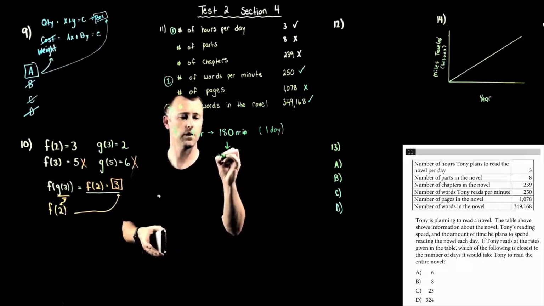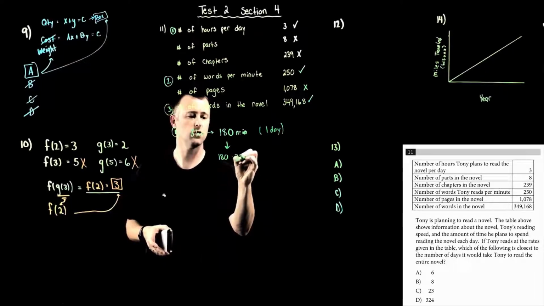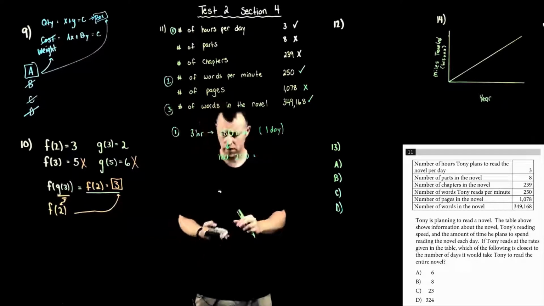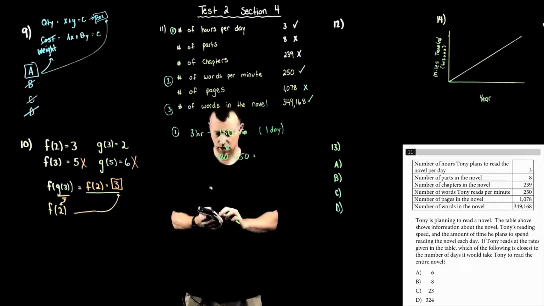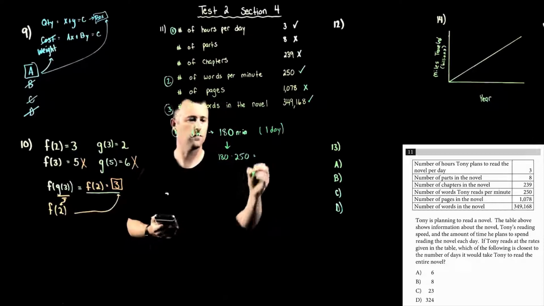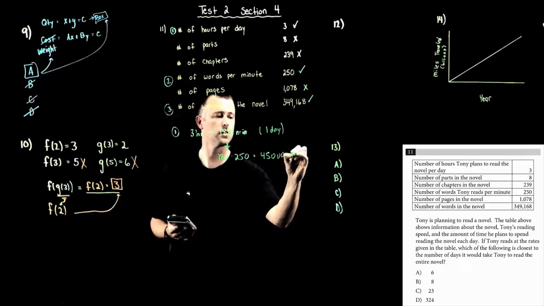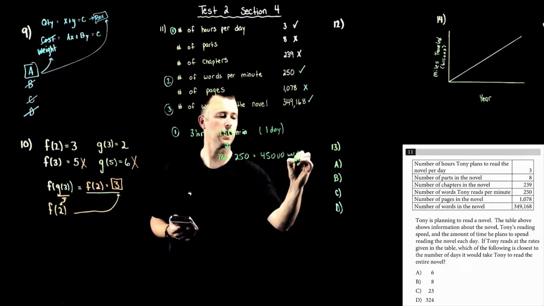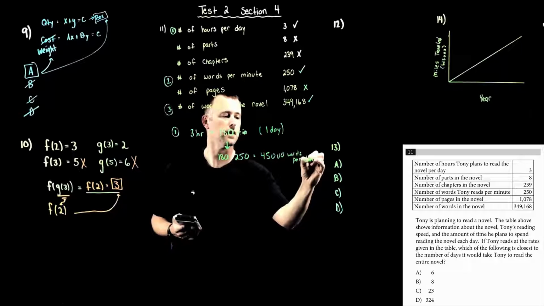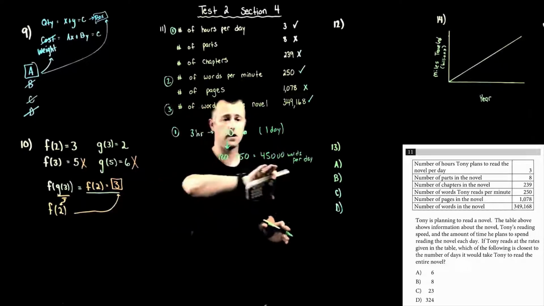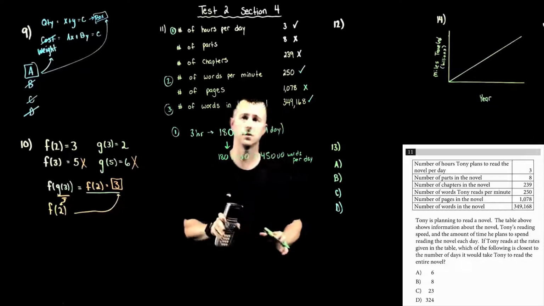So I'm going to go 180 times 250, and this will tell me how many words I read per day. I get 45,000 words per day. Again, this is going to be very useful as I'm trying to get this in terms of words. So I now know that I read 45,000 words per day.